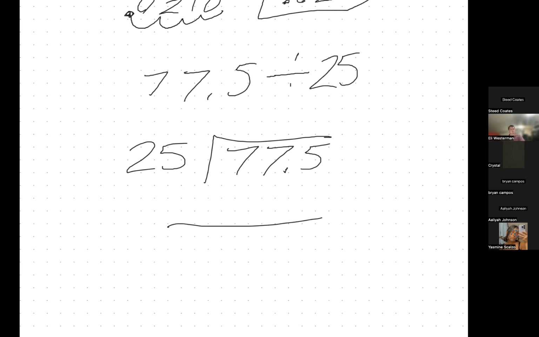25 goes into 77 3 times, and then it's 75. 2, bring down the 5. 25 goes into 25 once. Remainder 0. Now we bring the decimal point up here for our problem.